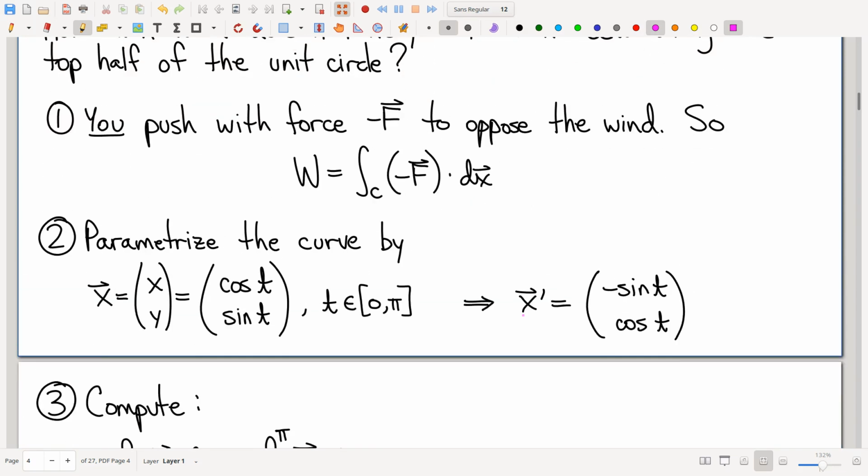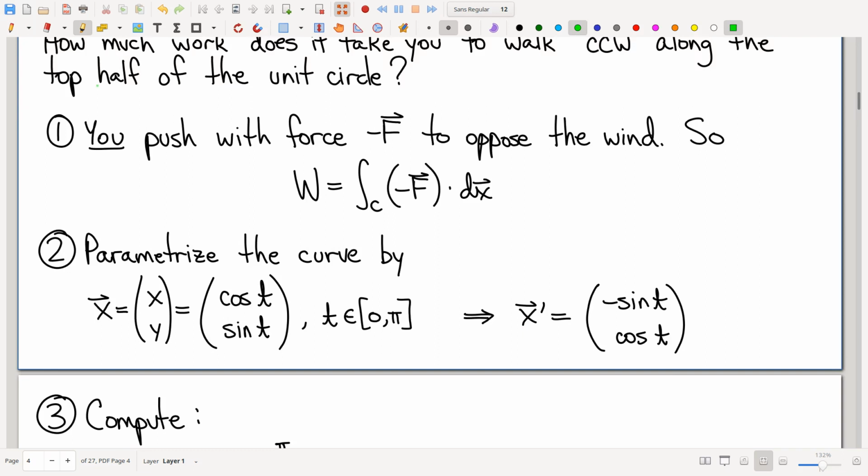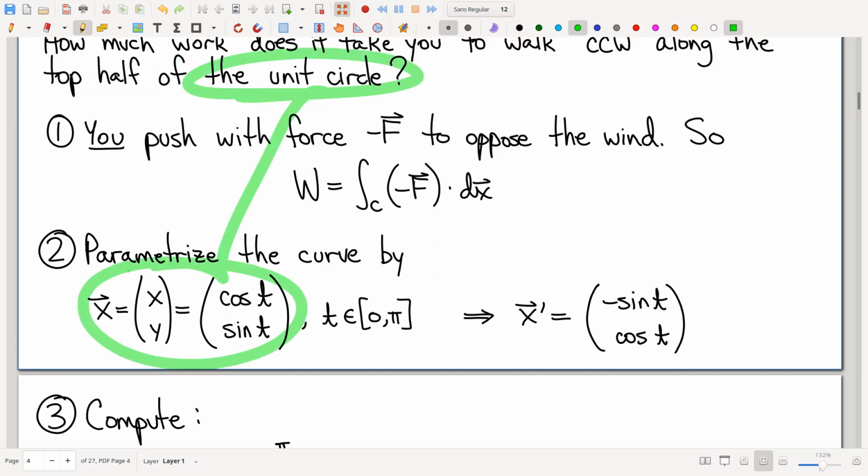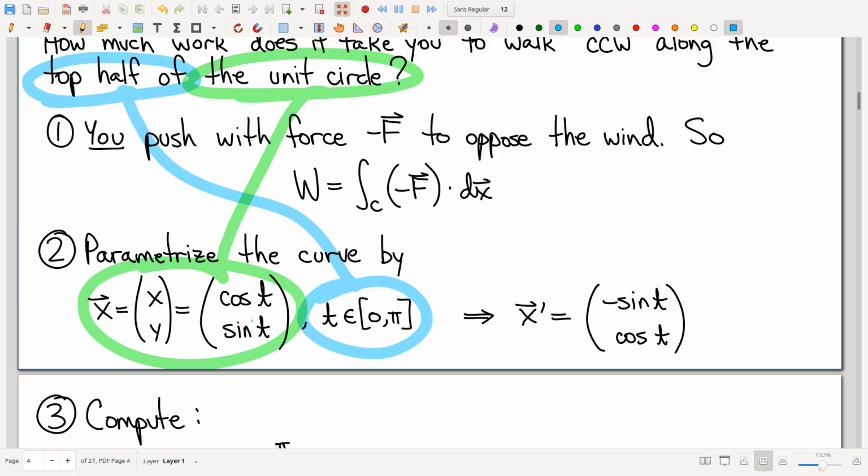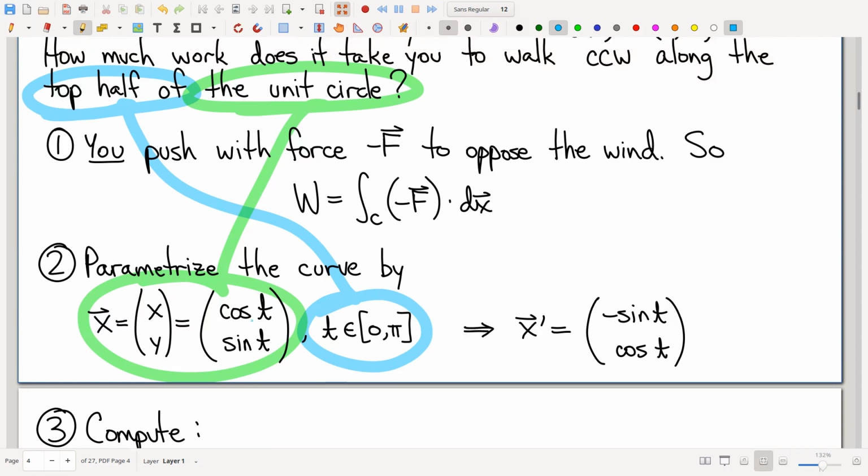Let's see here, I got ahead of myself. We are interested in the top half of the unit... Oh, well, let me do it like this. We're interested in the unit circle. That parameterizes the unit circle. We want the top half, so we look at these values of t. Now, we just wrote down that parameterization fairly carelessly, right? And keep in mind, we've been told very specifically we are walking counterclockwise, right?